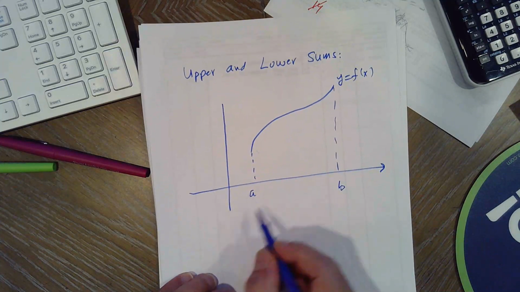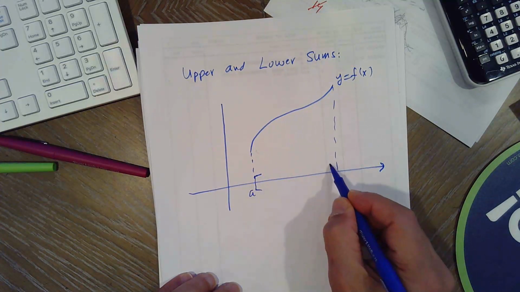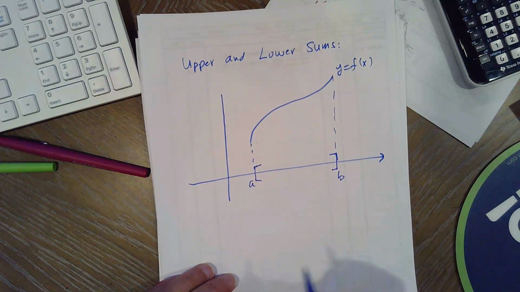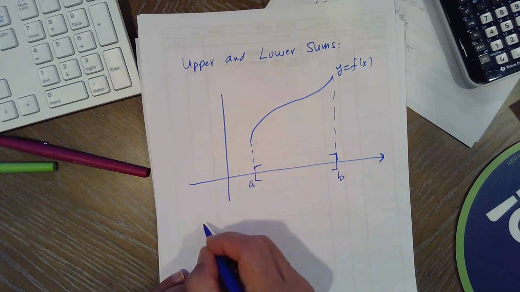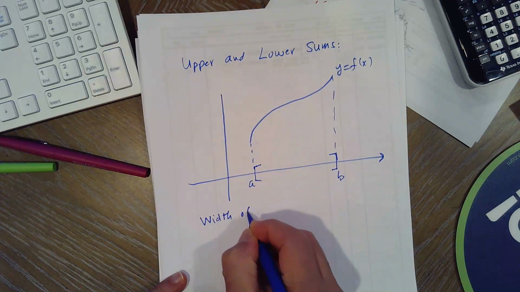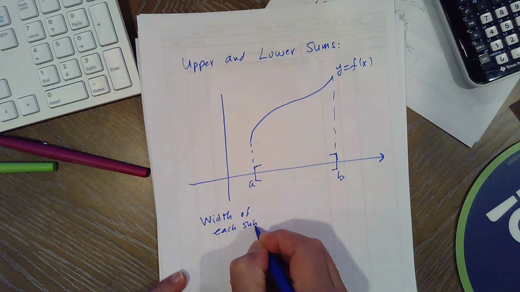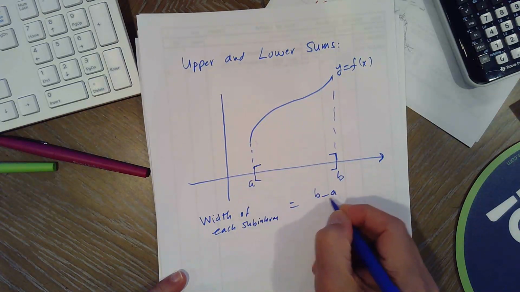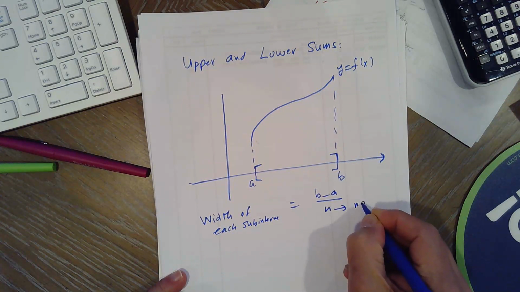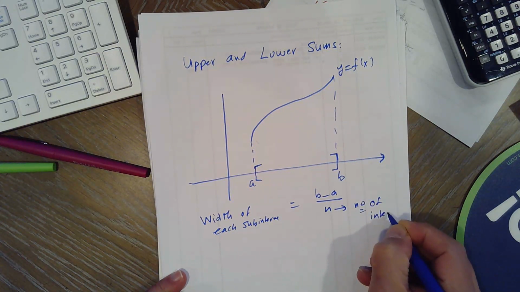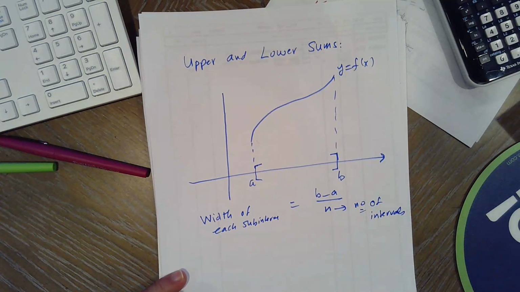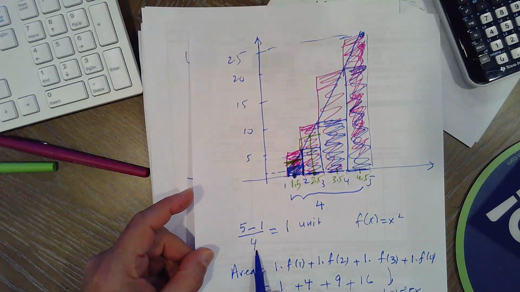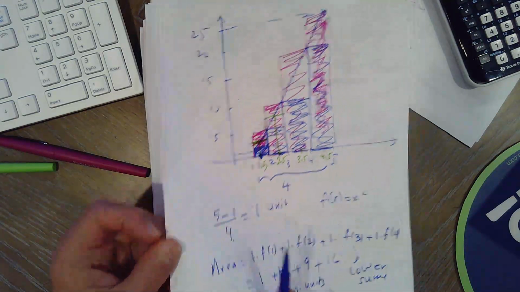Now we're going to divide the interval [a, b], just like we did between 1 and 5, into n equal subintervals. So the width of each subinterval is the width of the whole interval divided by the number of intervals that we want. Just like we did in the example, b minus a over n, where n was 4 in that case.